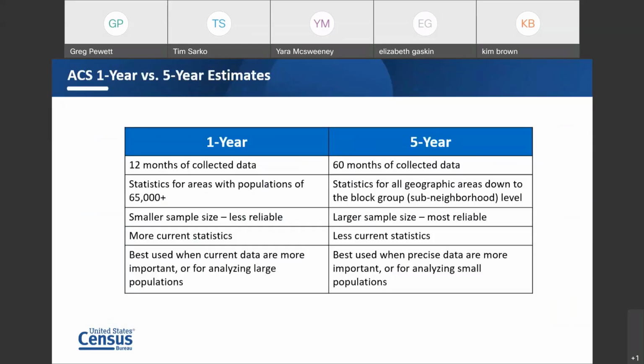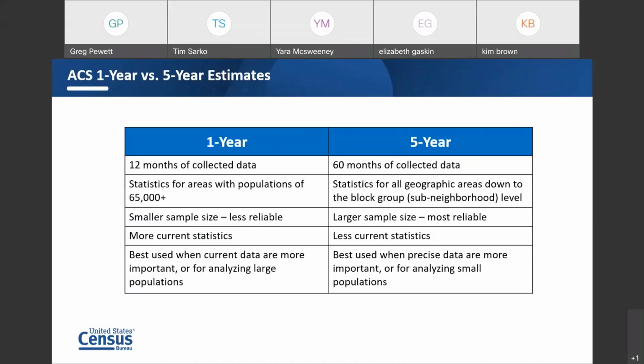The ACS, as I said before, is released as 1-year and as 5-year estimates. The 1-year, of course, are 12 months of collected data, whereas the 5-year are 60 months of collected data. The 1-year are for populations of 65,000 or more, whereas the 5-year produce statistics for all geographies down to the block group level, which is basically the sub-neighborhood level.